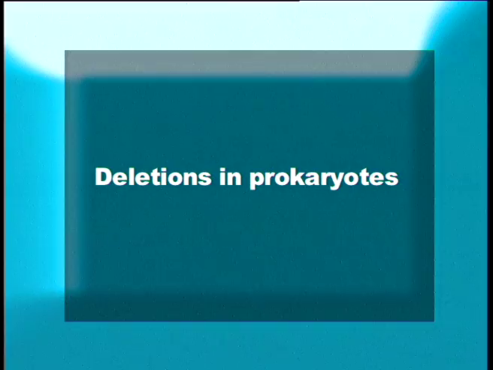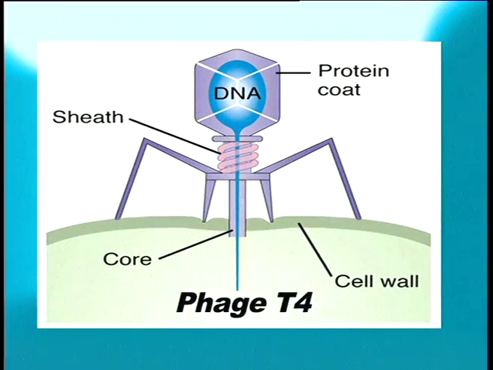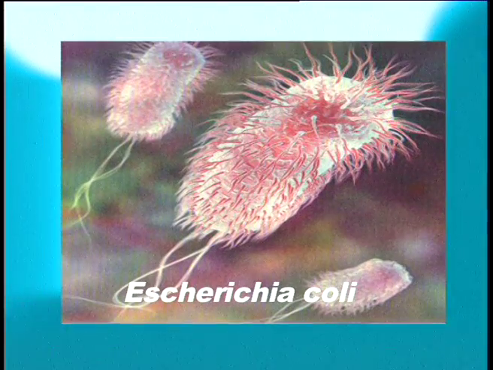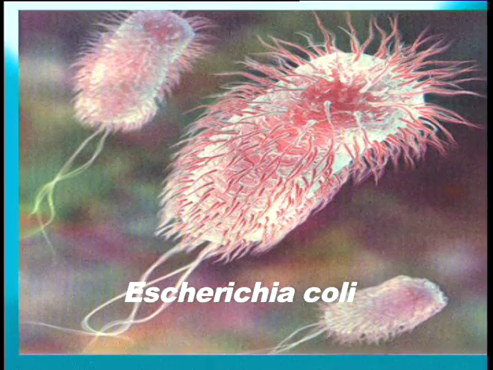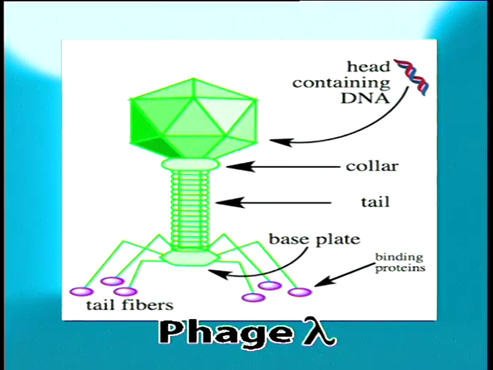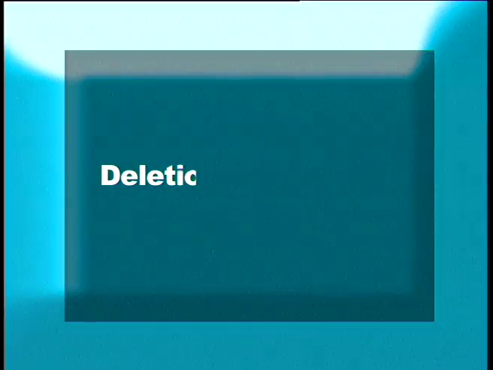Deletions in prokaryotes. Deletions are found in prokaryotes as well, for example E. coli, phage T4, phage lambda, etc. In E. coli, deletions of up to 1% of the bacterial chromosome are known. In phage lambda, however, up to 20% of the genome may be missing in some of the deletions. In these organisms, deletions may be detected by a loss of the function associated with the lack of recombination in the concerned region.